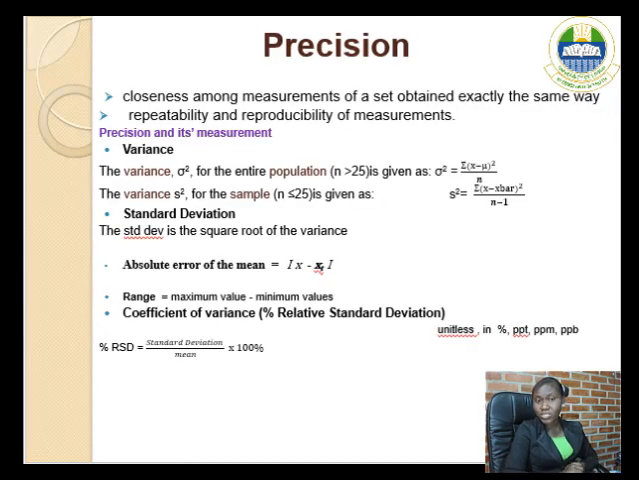Now let's talk about precision. Precision is the closeness among measurements of a set obtained exactly the same way. Now, precision also talks about the repeatability and the reproducibility of measurement, and it can also be measured in terms of variance, standard deviation, absolute error of the mean, range, and coefficient of variance, which some people refer to as the percentage relative standard deviation. That is percent relative standard deviation. All these, I expect you to have known them in your secondary school days, but you can just take a look at these equations, and also in your module they are properly embedded there with some examples.